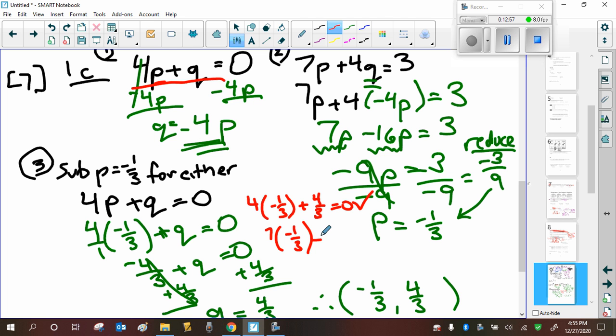plus 4 times 4/3, which is 12/3 equals 3. Sorry, 16/3. So here we get negative 7/3 plus 16/3. And what's negative 7 plus 16? 9/3. Does 9/3, or 9 divided by 3, equal 3?